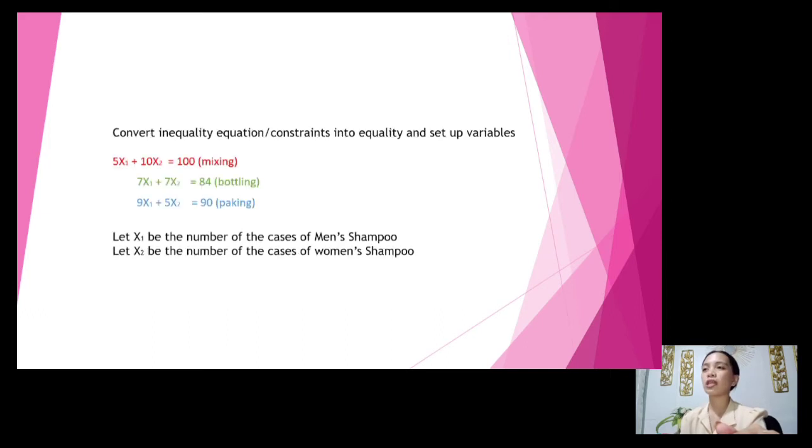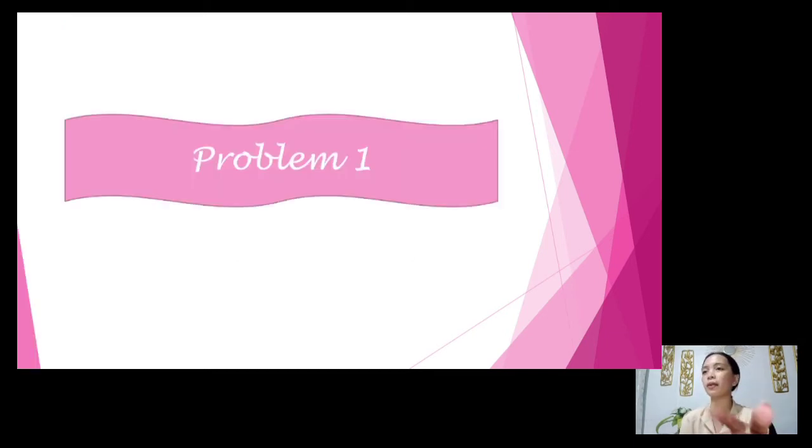Next is converting an inequality constraint into an equation by setting up slack variables. This is an example of constraints, and these constraints we will also be using in our first problem. So let's jump into our problem number 1.